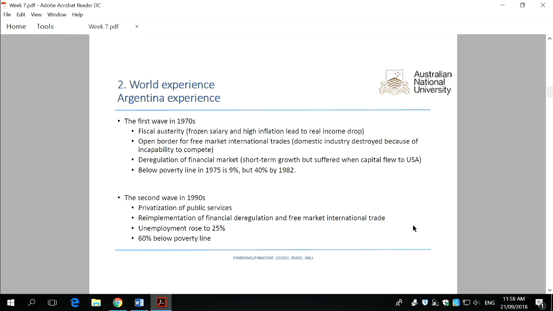Now deregulation of financial markets in the short term is usually good, because remember what the role of the financial market is? Reallocating resources, the capital, right? Those who have a surplus but no good investment project can let the money flow to those who have good investment opportunities. Right, so in the short term it was good, but in the long term it suffered, particularly when the capital flew to the USA. Now on this one, you can relate to the Asian financial crisis. Remember how the Asian financial crisis happened? Open the capital market, right?